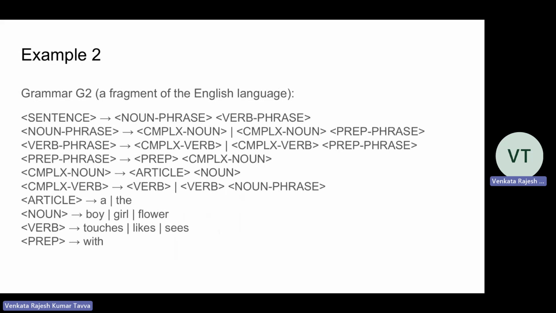So a noun phrase can be either a complex noun or a complex noun followed by a preposition phrase. A verb phrase can be either a complex verb or a complex verb followed by a preposition phrase. A preposition phrase is a preposition followed by a complex noun, and a complex noun is an article followed by a noun. A complex verb is either a verb or a verb followed by a noun phrase. Again, we took a very limited set of words from English, and we can still generate infinite sentences using only these words. We took only two articles, a and the, only three nouns, boy, girl, flower, only three verbs, touches, likes, sees, and only one preposition, with.